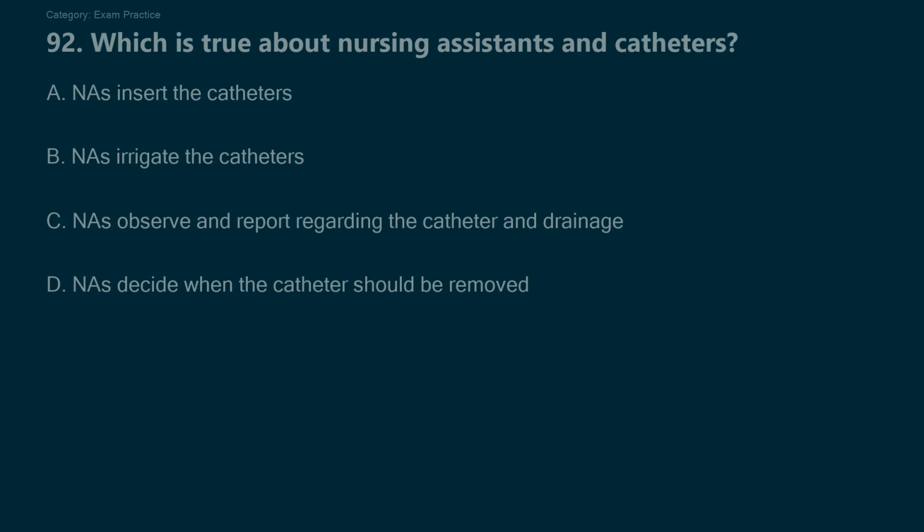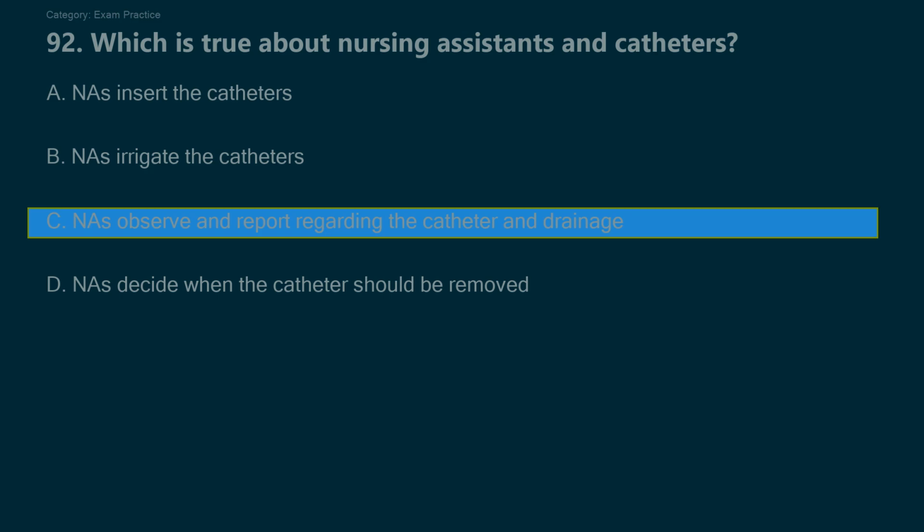Question 92. Which is true about nursing assistants and catheters? Option A, NAs insert the catheters. Option B, NAs irrigate the catheters. Option C, NAs observe and report regarding the catheter and drainage. Option D, NAs decide when the catheter should be removed. The correct answer is option C, NAs observe and report regarding the catheter and drainage.